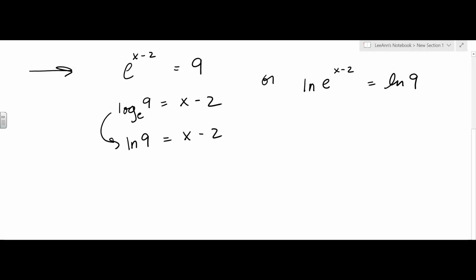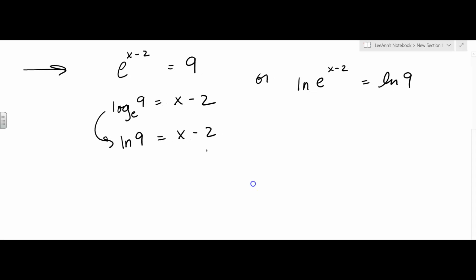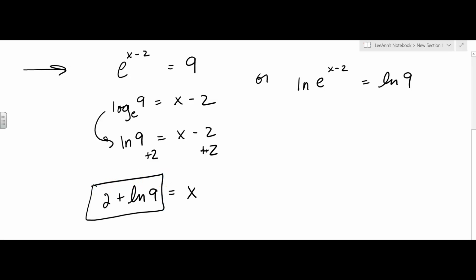Okay, now remember, the natural log of 9, that I know the base, I know the argument. That is just a value. So how do I solve for x? I'm going to add 2 to both sides. So I get 2 plus the natural log of 9. Now sometimes when I'm writing natural logs, I'll put the loop in the L so it doesn't look like a 1. So that's up to you how you want to write it. This is an exact answer. Okay? So that's the exact answer.